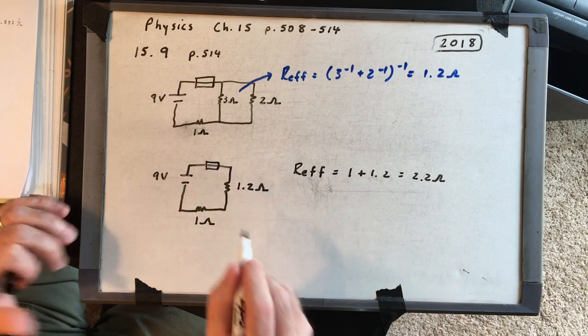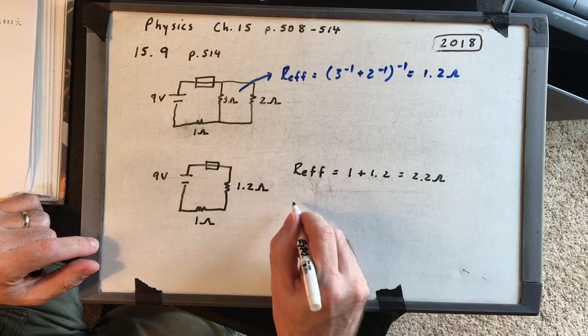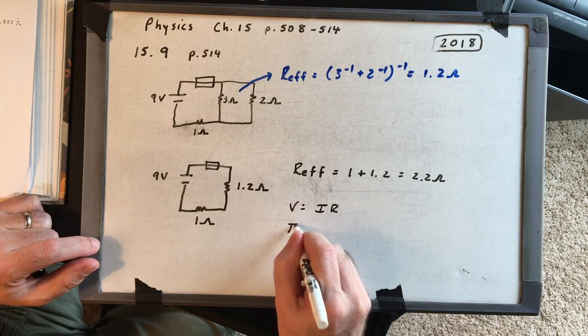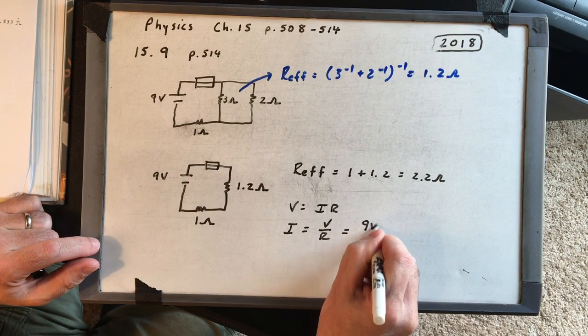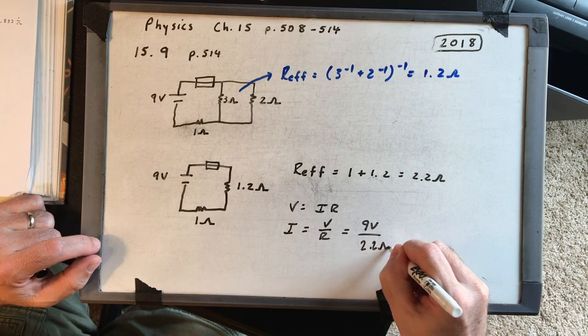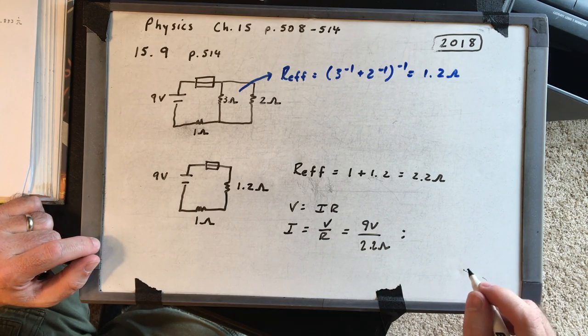All right, and we want to know what fuse goes there, so what you have to do is solve for current. If V is equal to IR, then I is equal to V over R. That's 9 volts over 2.2 ohms. Your calculator will tell you that is 4.09 amps.